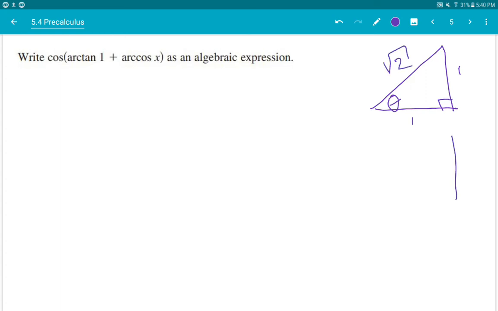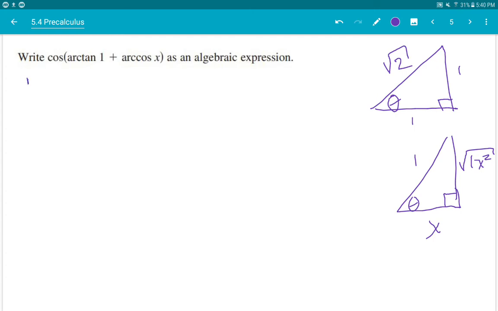And then the arc cosine, right? So if this is our angle, it's x. So the arc cosine is adjacent over hypotenuse, so x over 1. So we need to find an expression here. So this is going to be the square root of 1 minus x squared when we do the Pythagorean theorem. All right, so now it says just to write this as an algebraic expression.